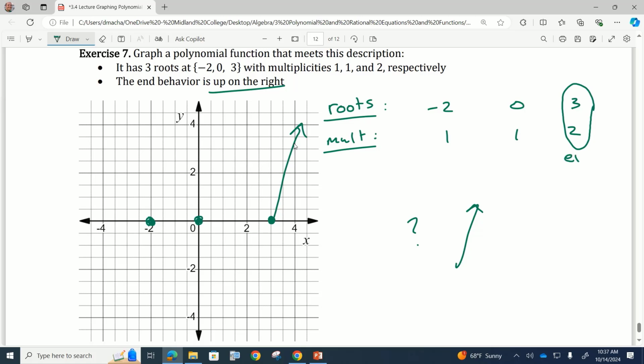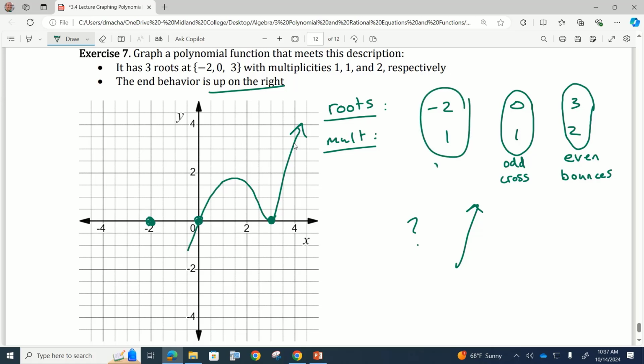And this multiplicity is even, so it bounces. So here, don't cross the axis. This multiplicity is odd, so it crosses. As I connect this dot, I'm going to cross the axis. And then this multiplicity is odd, so I cross the axis again.